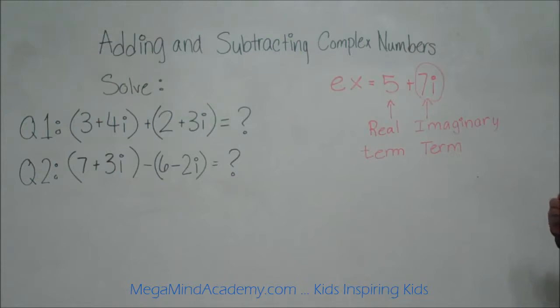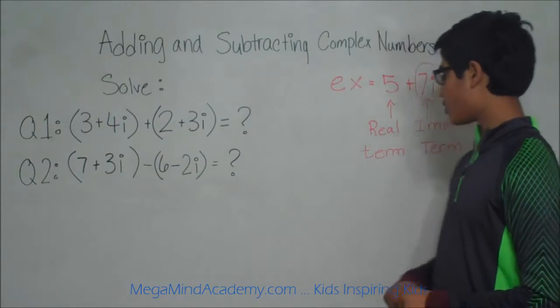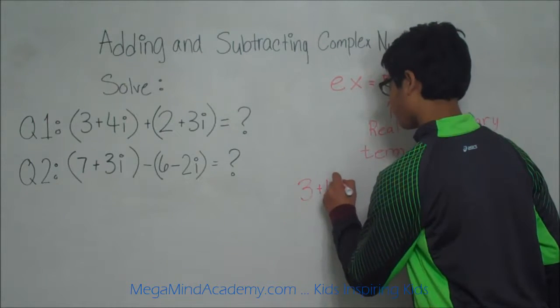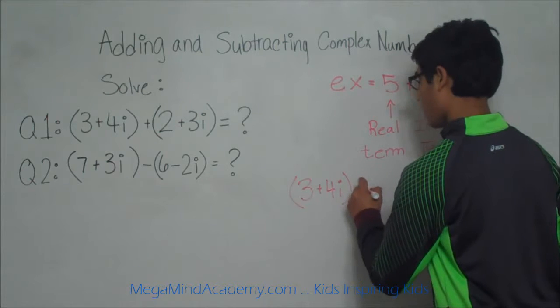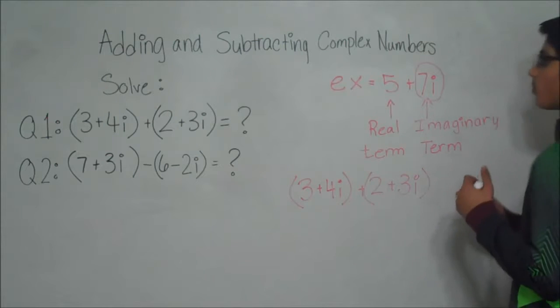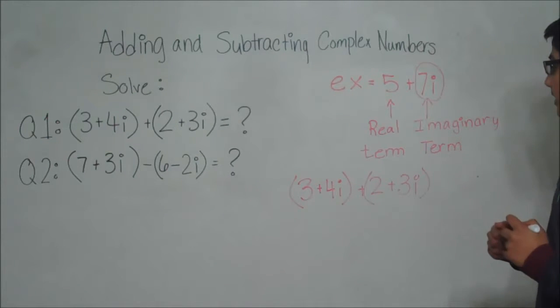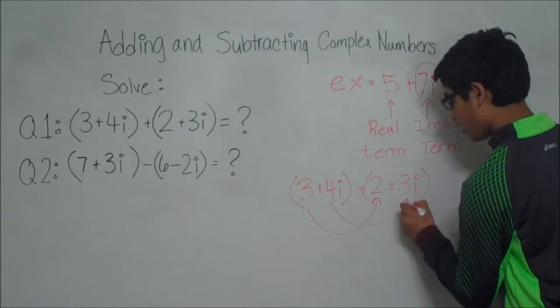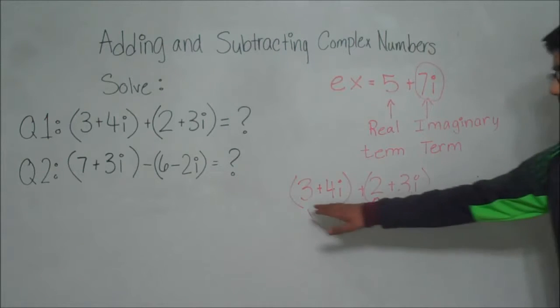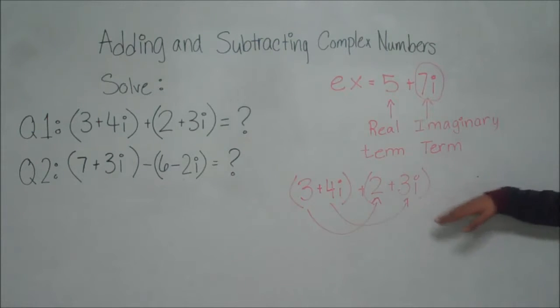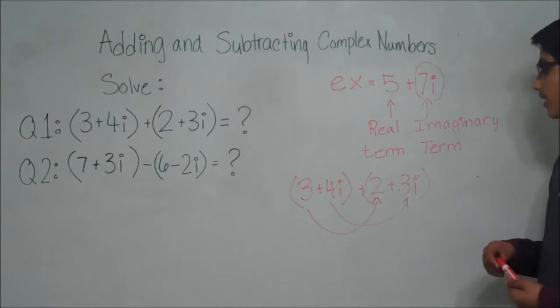So, now let's solve question 1. So, 3 + 4i plus 2 + 3i. When we add and subtract complex numbers, we have to add and subtract the like terms. That means we add 3 and 2, which are both real terms, and we add 4i and 3i, which are both imaginary terms. So we are adding and subtracting like terms.